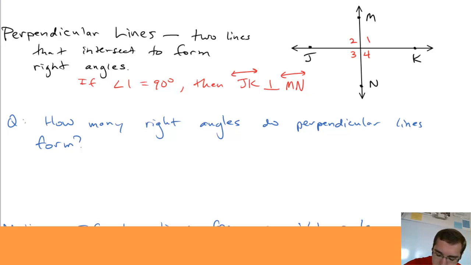So if two lines form right angles, those lines are perpendicular. So I have a question. How many right angles do perpendicular lines form?